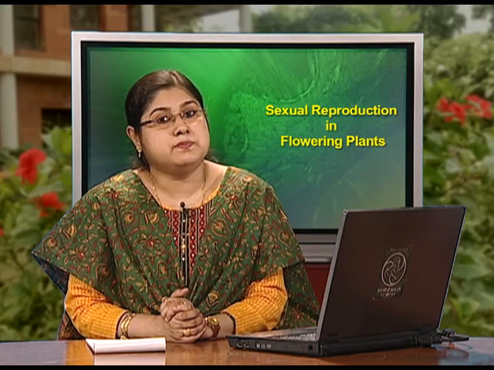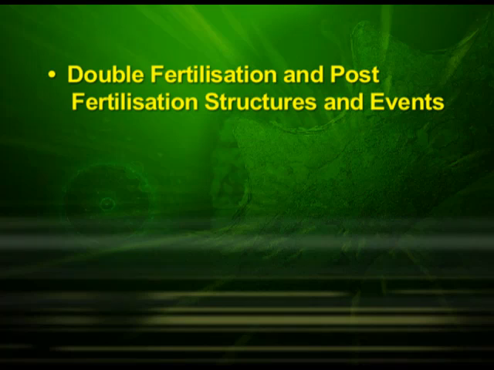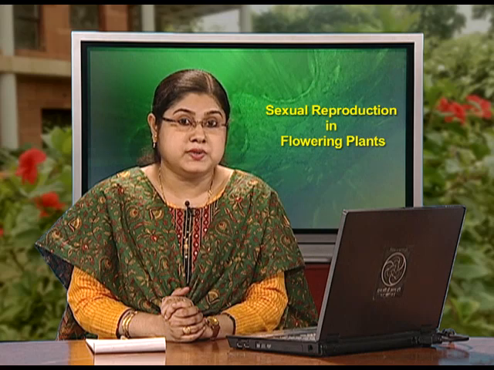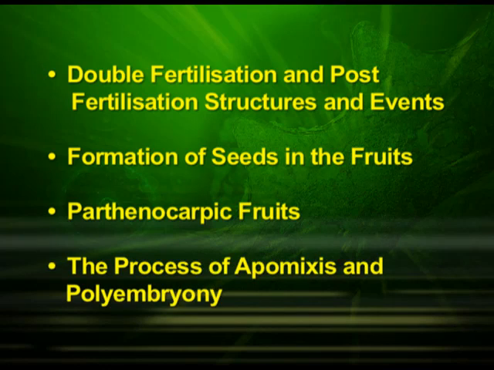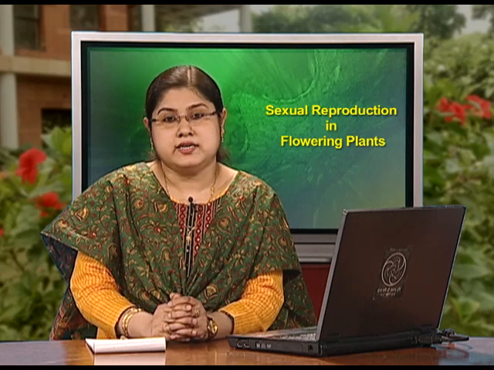Finally, the last part covered double fertilization and post fertilization structures and events like endosperm and embryo development, formation of seeds in the fruits, parthenocarpic fruits and the process of apomixis and polyembryony. With this, we conclude this lesson.